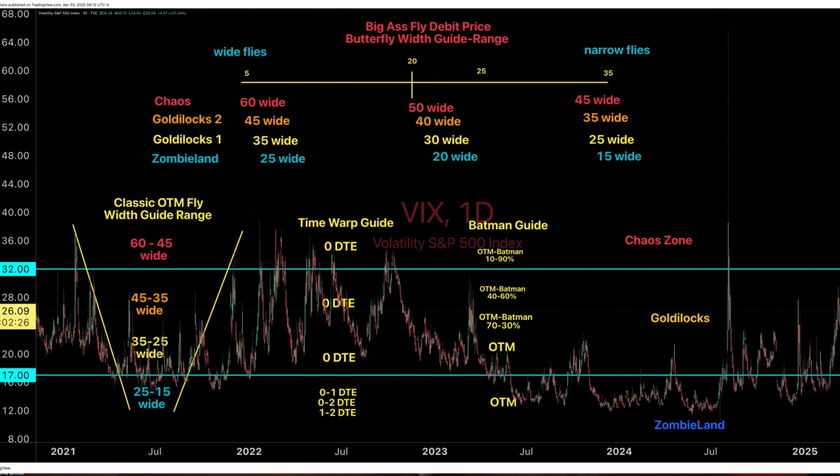I had a question about the chart you show pretty much every day in the morning analysis. The big ass fly debit price butterfly width guide range. Just the range bar at the top, is that a dollar figure? Like wide flies, it ranges from 5 to 35. It depends on what you're looking at.